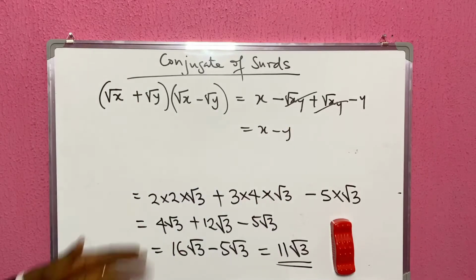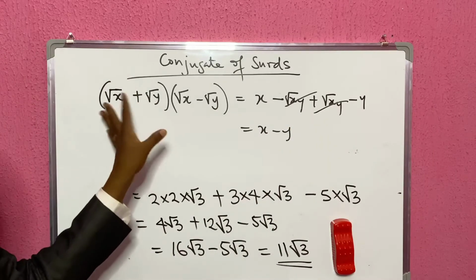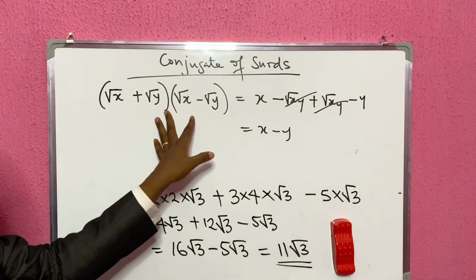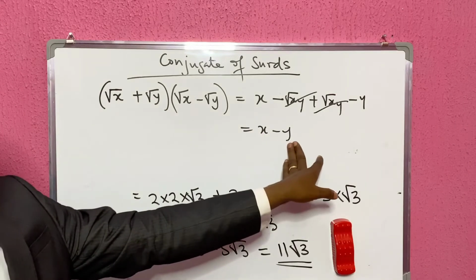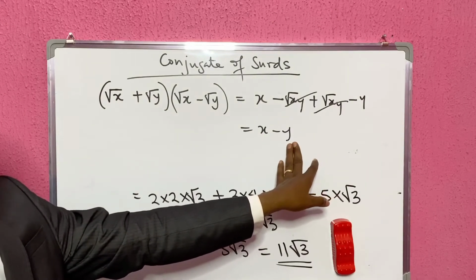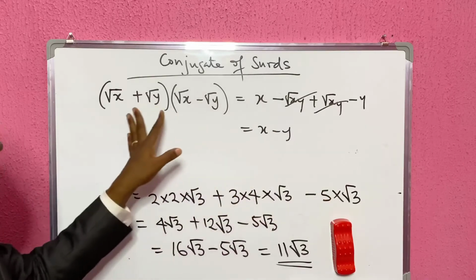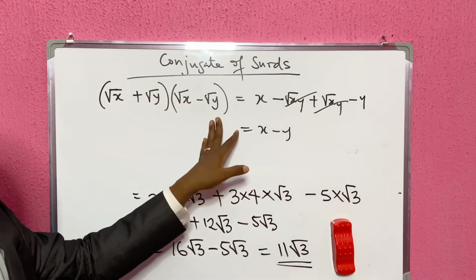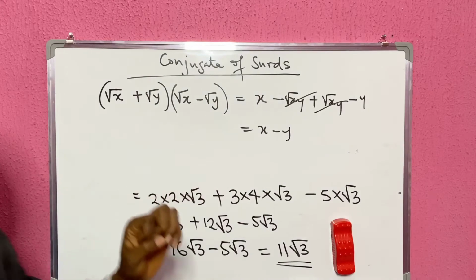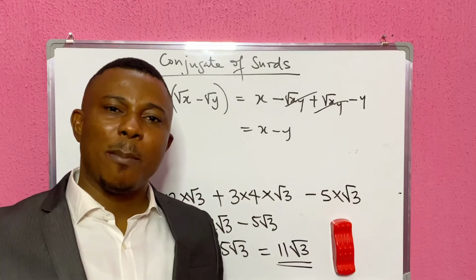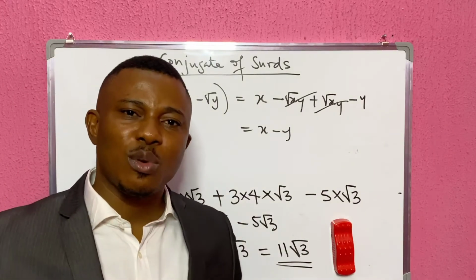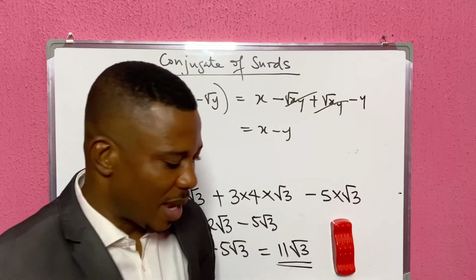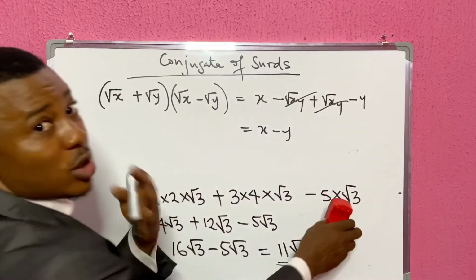So because I have multiplied these two surds, it gave me a rational number. There is no more surd. That is why they are called conjugate surds. Conjugate surds are two surds that when multiplied will give you a rational number. That means a number without a surd.